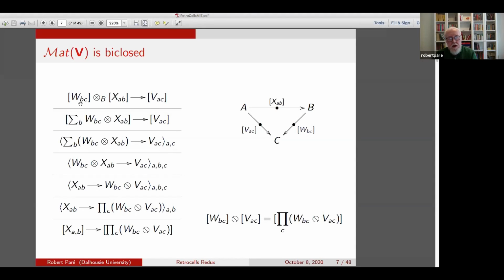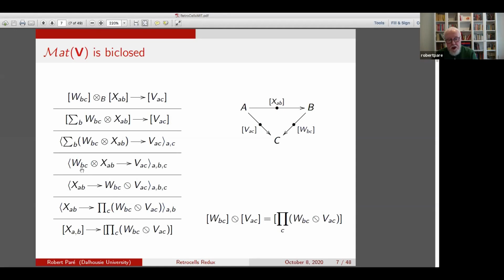Now you look at the composition, which is matrix multiplication, and you look at what the morphisms are from W tensor X into V. W tensor X here is given by this formula, which is matrix multiplication. And then you're getting a morphism here. So it's a family of maps going from the sum into VAC, indexed by A and C. But of course, a map out of a sum is just a family of maps indexed by B.